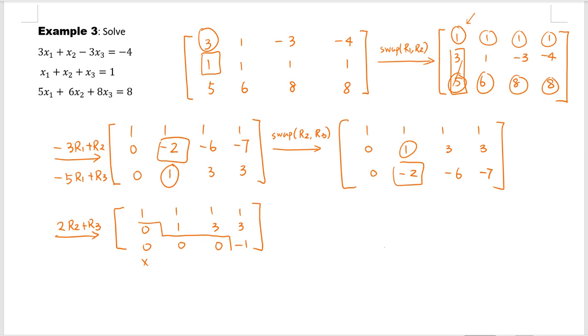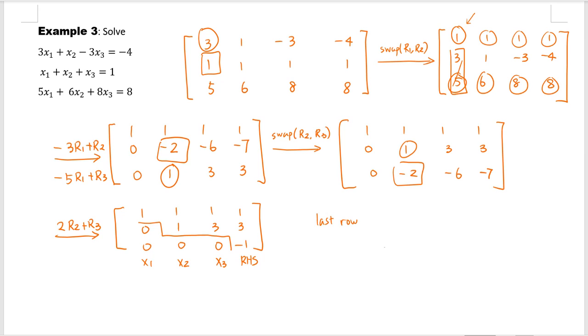The first column corresponds to the coefficient of x1. The second column corresponds to the coefficient of x2. The third column corresponds to the coefficient of x3. And the last column corresponds to the right-hand side of the linear system. Okay, now we can do back substitution. For back substitution, we look at the last row.